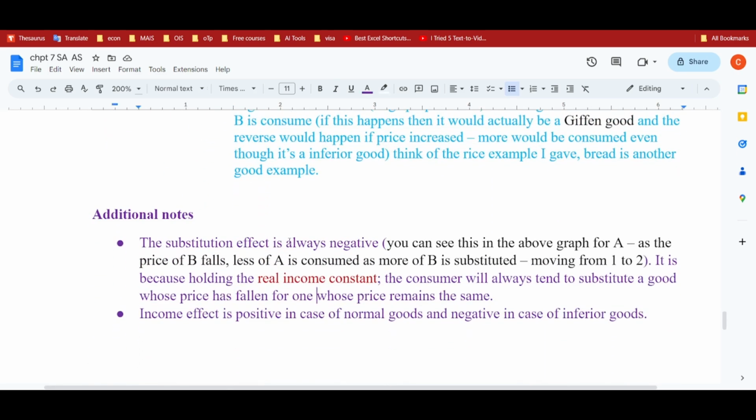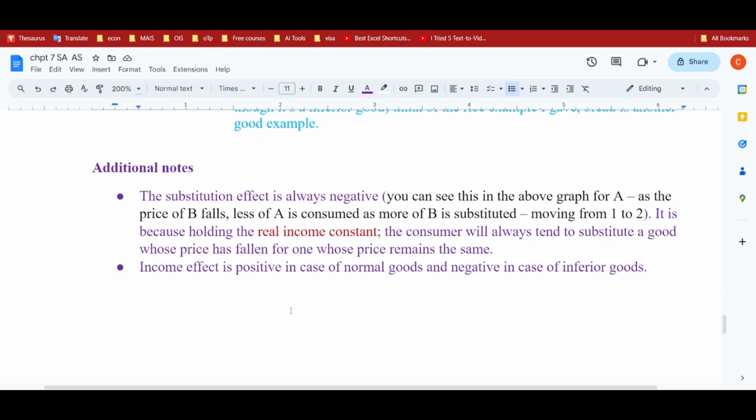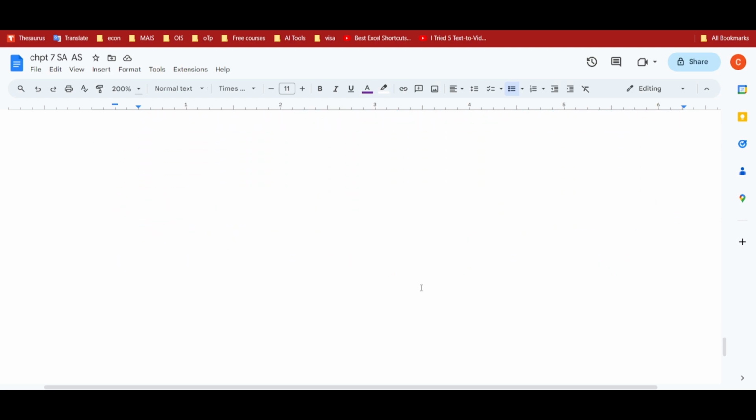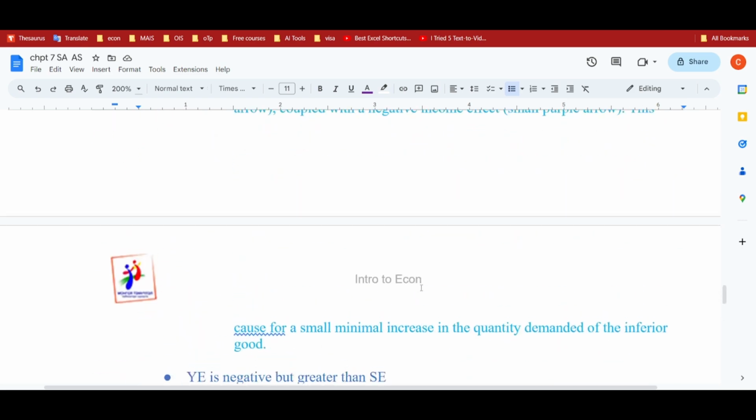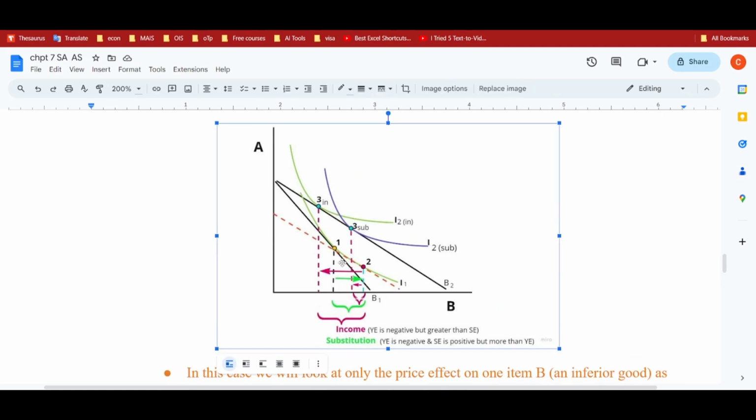The substitution effect is always negative, so this is additional notes. You can see this from the above graph. As price of B falls, less of A is consumed, as more of B is substituted, moving from 1 to 2. It is because holding real income constant, the consumer will always tend to substitute a good whose price has fallen for one whose price remains the same. Income effect is positive in the case of a normal good and negative in the case of an inferior good. So this is the situation here.